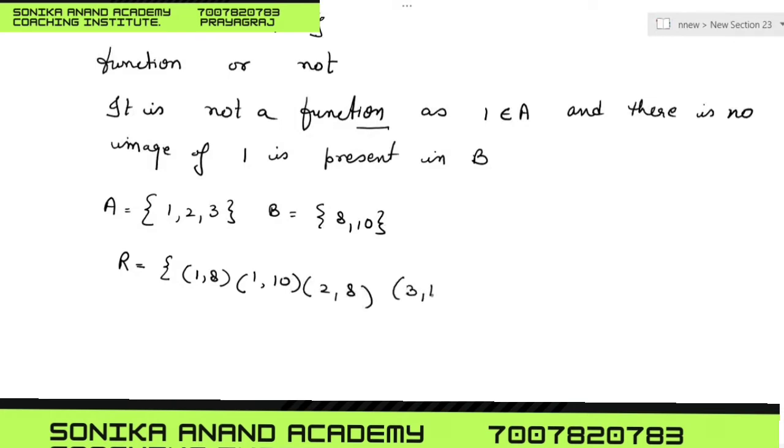Is it a function or not? No, because one is mapped with 8, repeated. It has more images. As one has more images, it is not a function. Clear? Yes, ma'am.